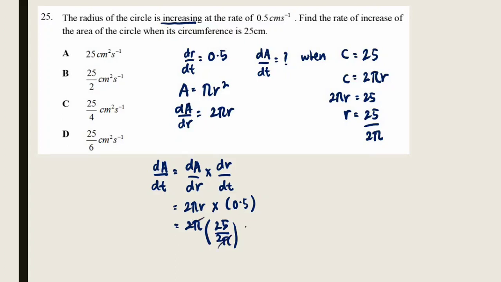So we can simplify this. This one is times 0.5, and 0.5 is actually 1 over 2. And you will get your final answer 25 over 2. And this is area, so cm squared per second. So over here our final answer is B, 25 over 2 cm squared per second. So for this one, the trick is for you to make sure you get your value for r in this form, r equals to 25 over 2 pi.